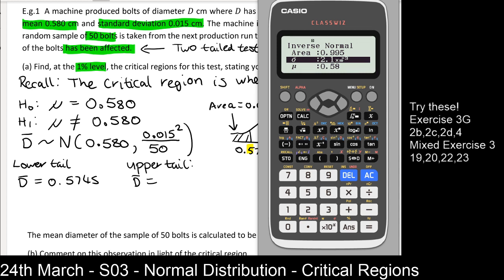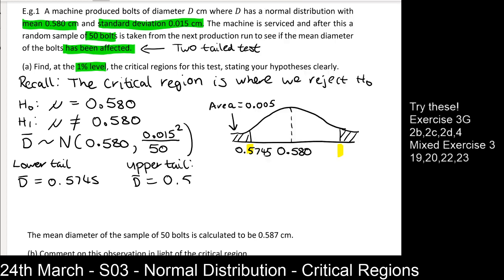Okay, we just saw what happened. We put 0.005 to the left. We got our lower tail. So we want that upper tail. We need to do 1 minus first, hit equals, and then we get our answer. So for the lower tail, it's 0.5745, and for the upper tail it's 0.5845.